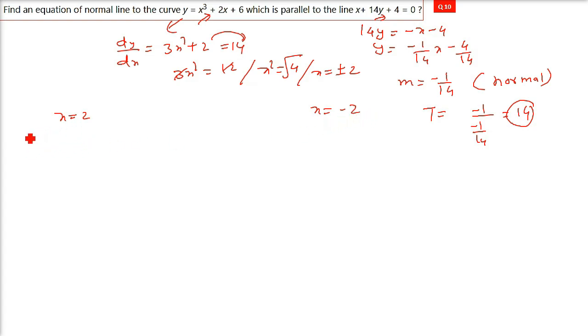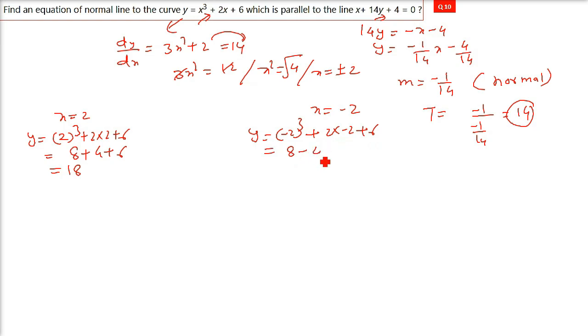So there are two cases here. When you put x equals to 2, y will be equal to 2 whole cube plus 2 into 2 plus 6. It will be 8 plus 4 plus 6. That is going to be 18. Here you get y equals to, when you put negative 2, negative 2 whole cube plus 2 into negative 2 plus 6. So negative 2 whole cube is going to be negative 8 and minus 4, that is 2 into 4, and plus 6. Please remember, it is negative 8. Negative 8, negative 4 is going to be negative 12, and 6 minus 12 is negative 6.